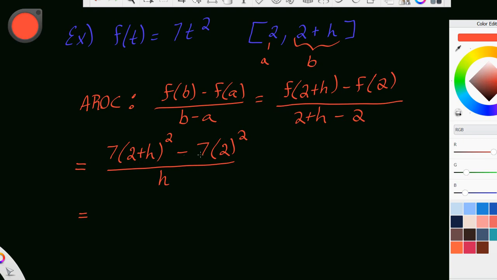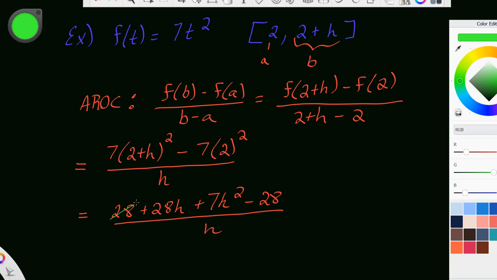Now when I expand the top, that's going to expand to 28 plus 28h plus 7h squared minus 28, all divided by h. Now this is the fun part, where we get to cancel some things out. So the 28's cancel. That h is going to cancel with one h on each of these terms on the top, so one of those is going to go away in the bottom. So what we are going to be left with is 28 plus 7h. And that will be our final answer.